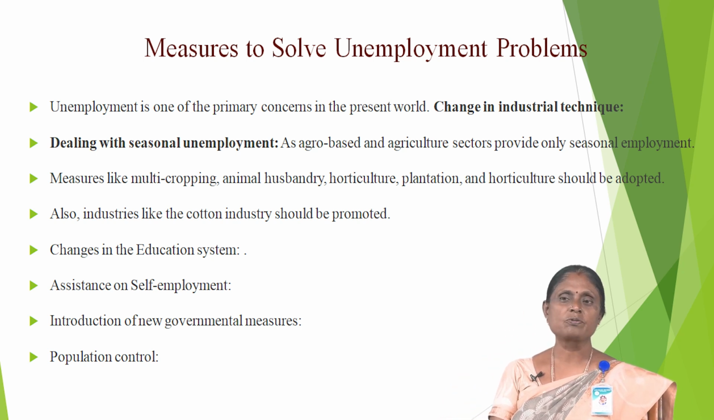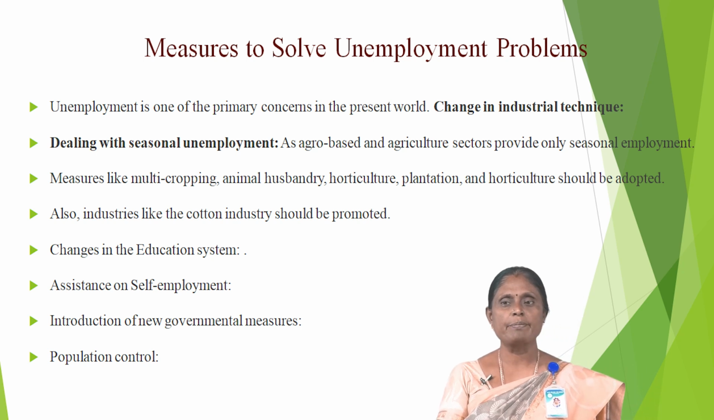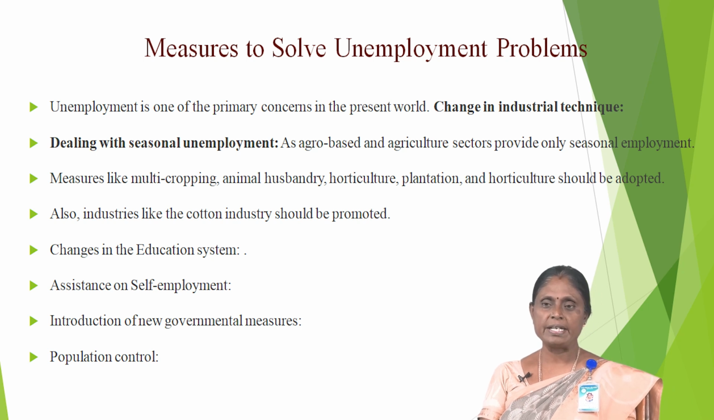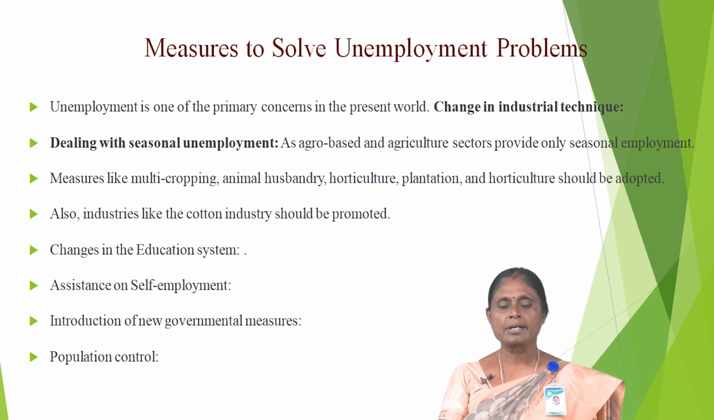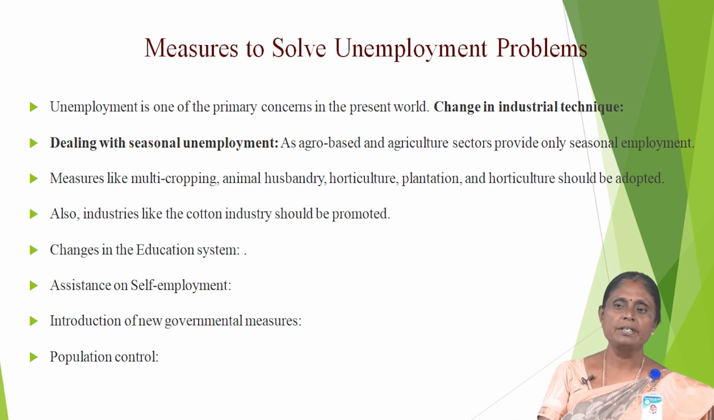Next, an important one, population control. See, population is one of the major concerns associated with the unemployment rate. So, therefore, the population rate must be checked, especially in rural areas, where birth control methods and family planning considerations must be discussed more.